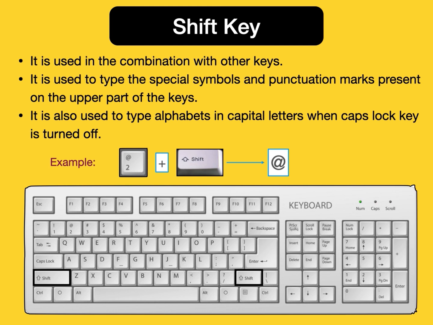On a standard keyboard we have two shift keys. There are two shift keys present on a keyboard. Also, we use the shift key to type alphabets in capital letters. When your caps lock key is off, at that time you can also use the shift key along with that particular alphabet key to type that letter in capital letters.